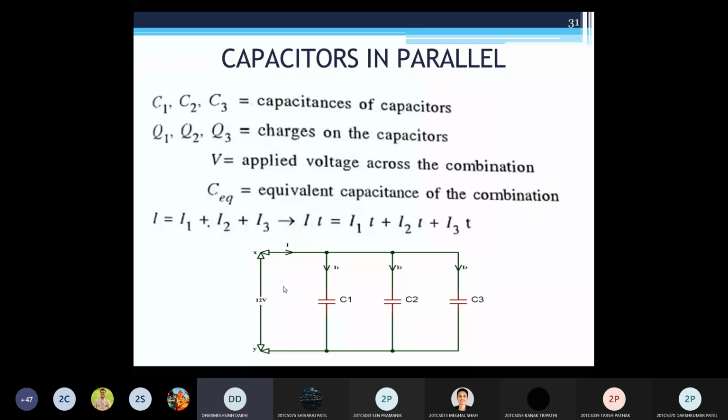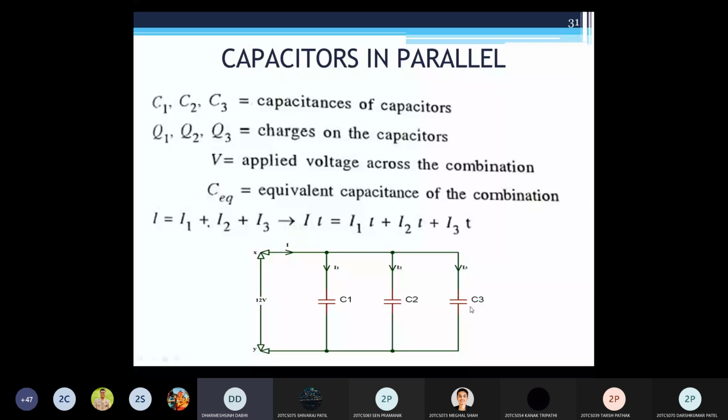Same way, capacitors in parallel connection. Here again, there are three quantities: capacitance, charge, and voltage. In parallel connection, which quantity remains constant? Voltage remains constant because in parallel, voltage remains the same. In this figure, our supply voltage is 12 volt. C1, C2, C3 are connected in parallel. Each has a different value of capacitance.